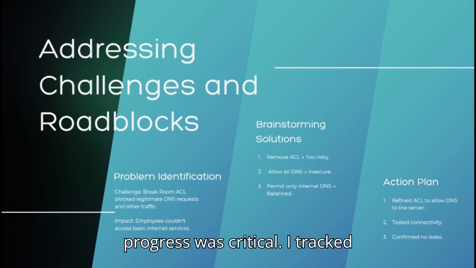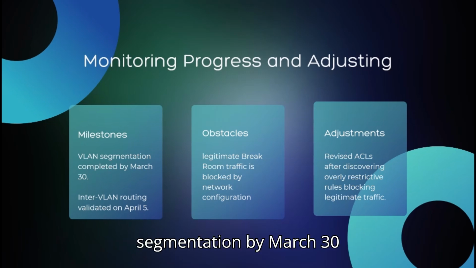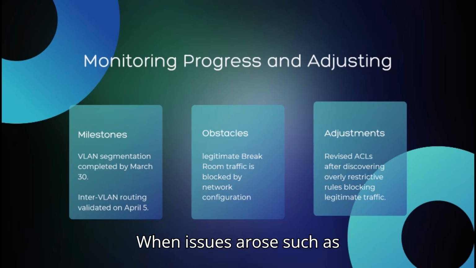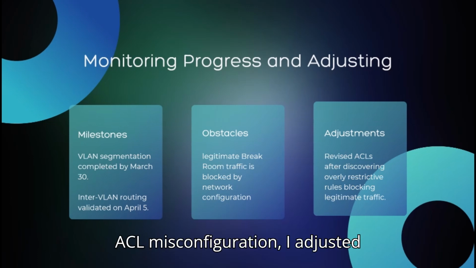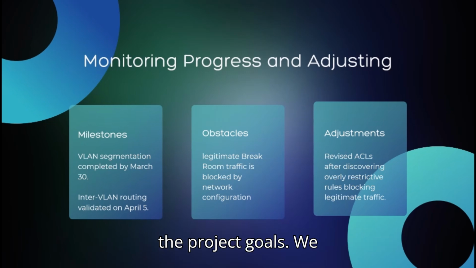Monitoring progress was critical. I tracked milestones like completing VLANs, segmentation by March 30, and validating routing by April 5, when issues arose, such as ACL misconfiguration. I adjusted rules promptly to maintain alignment with the project goals.